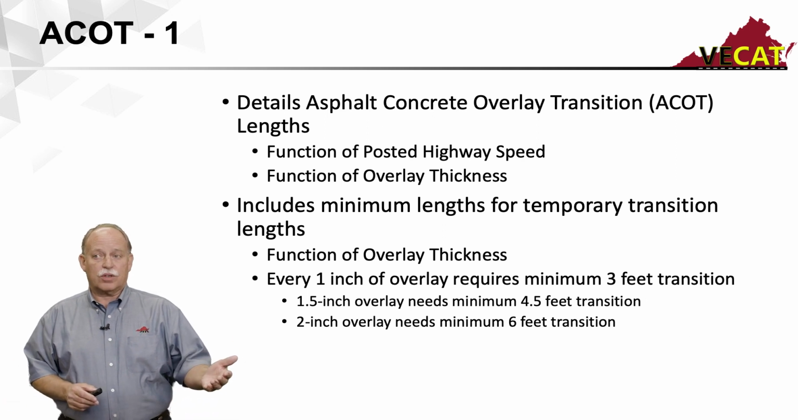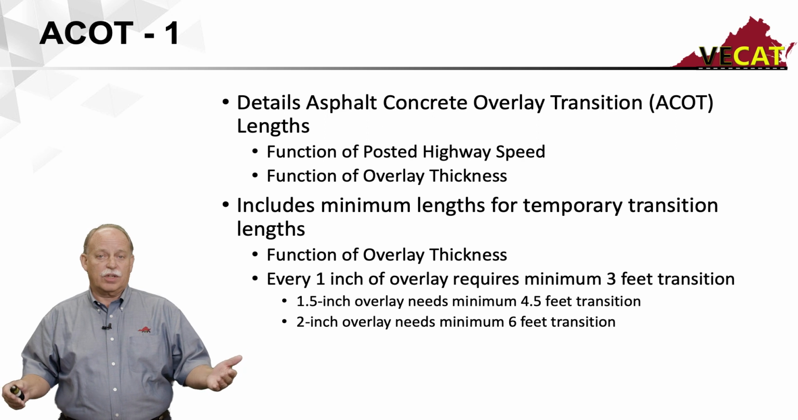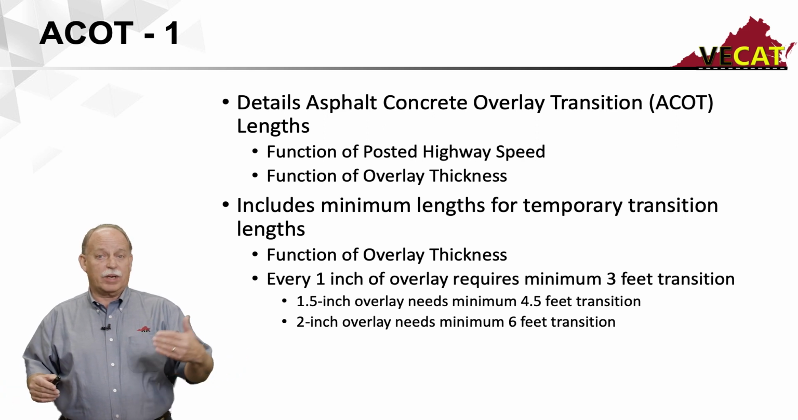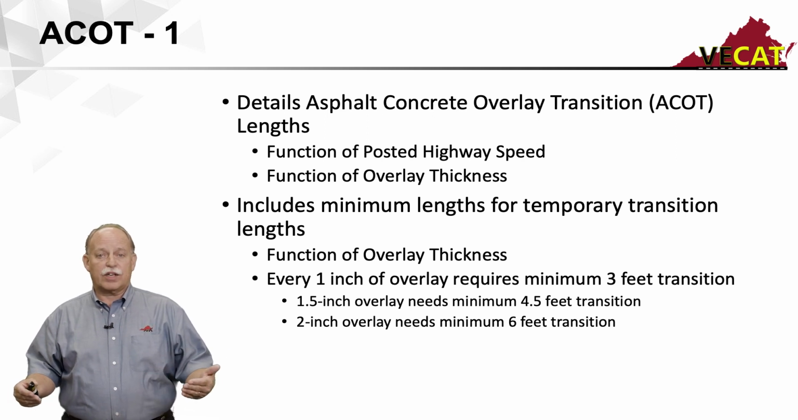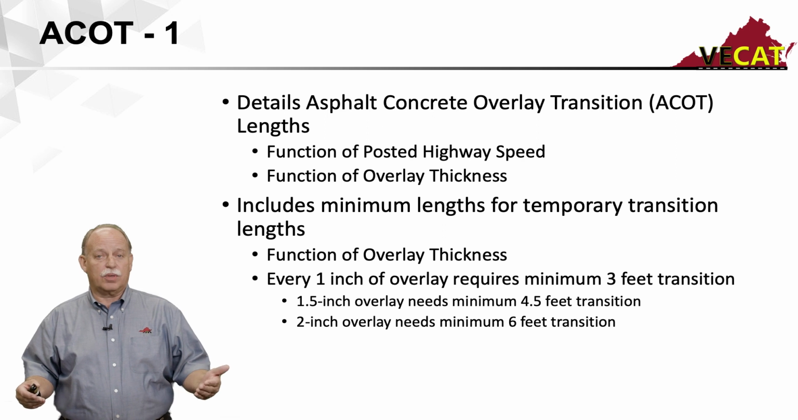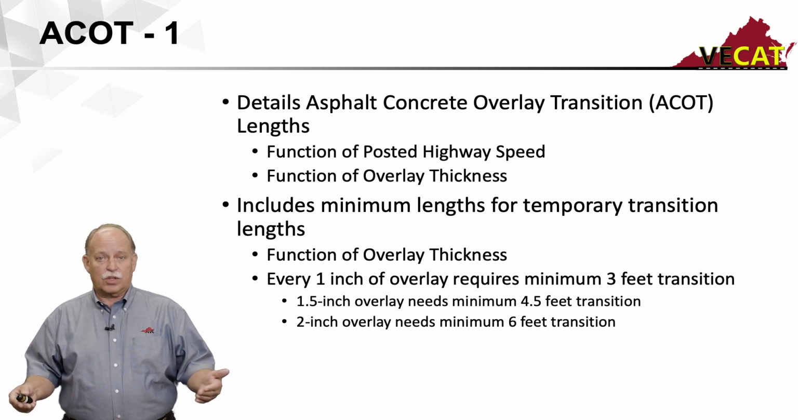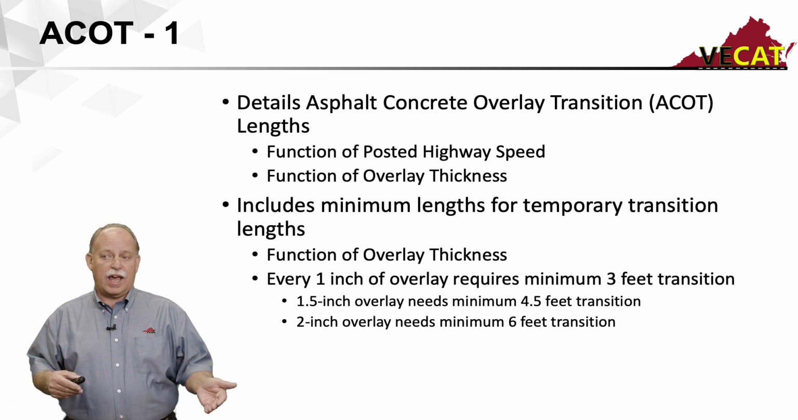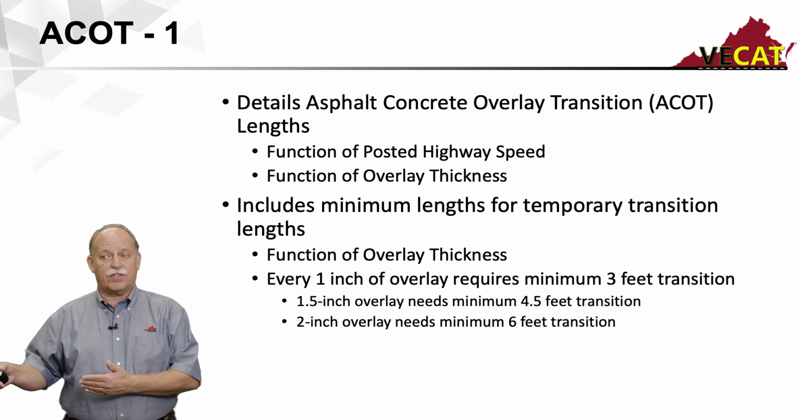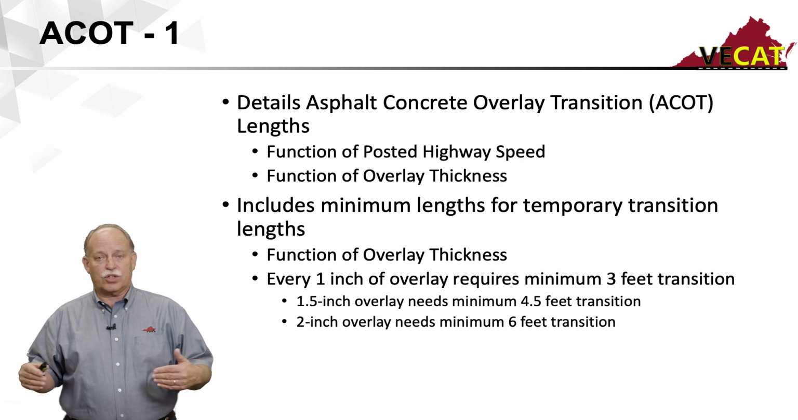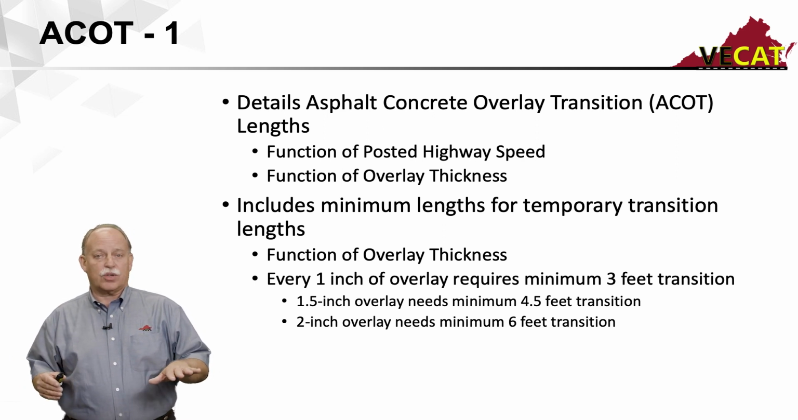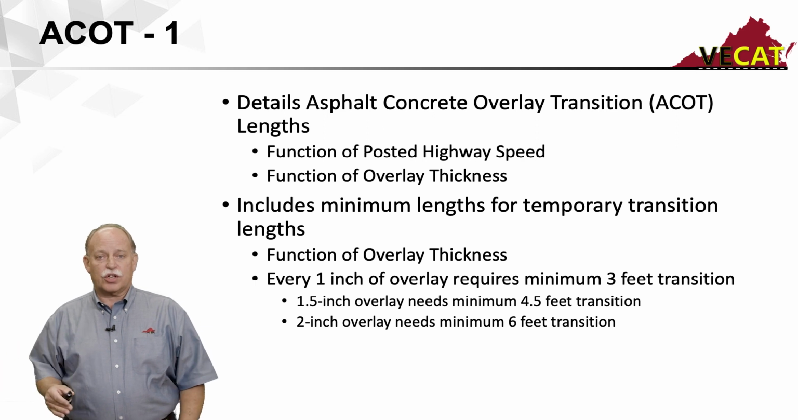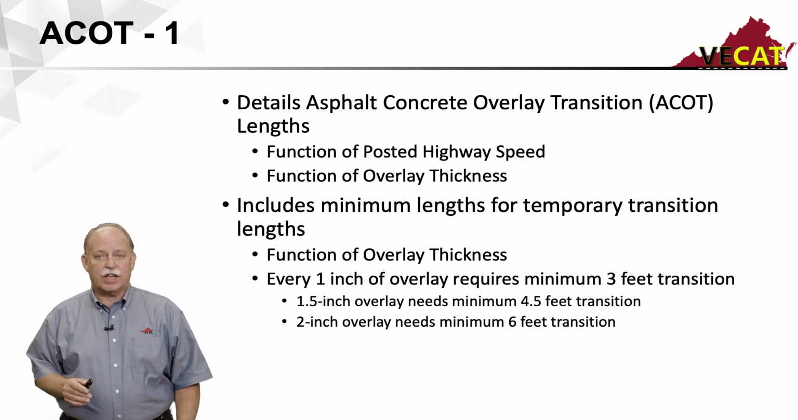Within that ACOT 1, there are also minimum lengths for temporary transitions. So you may very well be, at the end of the day, paving on an interstate. It tells you how long that transition has to be, and it's a function of the actual overlay thickness. In ACOT 1, it says for every inch of overlay, it's required to have 3 feet of transition. So if you had 1.5 inches of overlay, that means you need 4.5 feet of transition. You can't just put a short transition in that's only 1 foot long. It has to actually transition out to that 4.5 feet if you've got a 1.5-inch overlay.